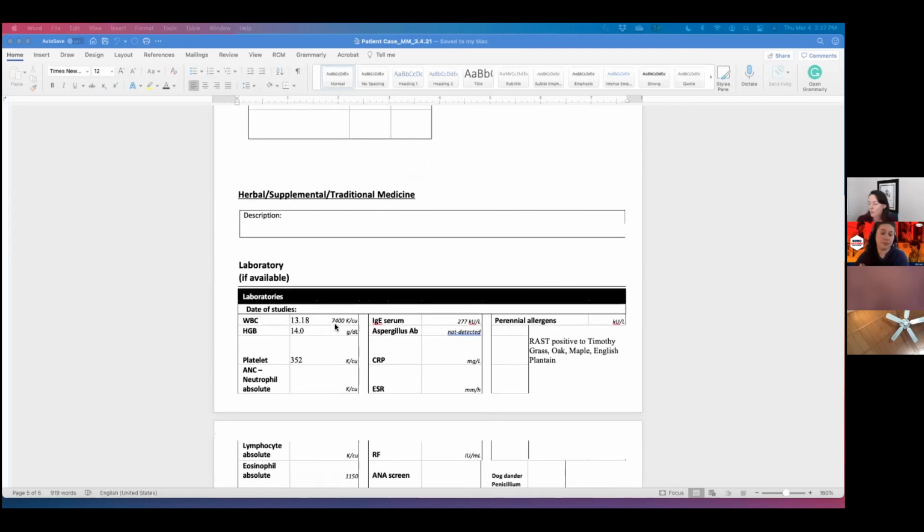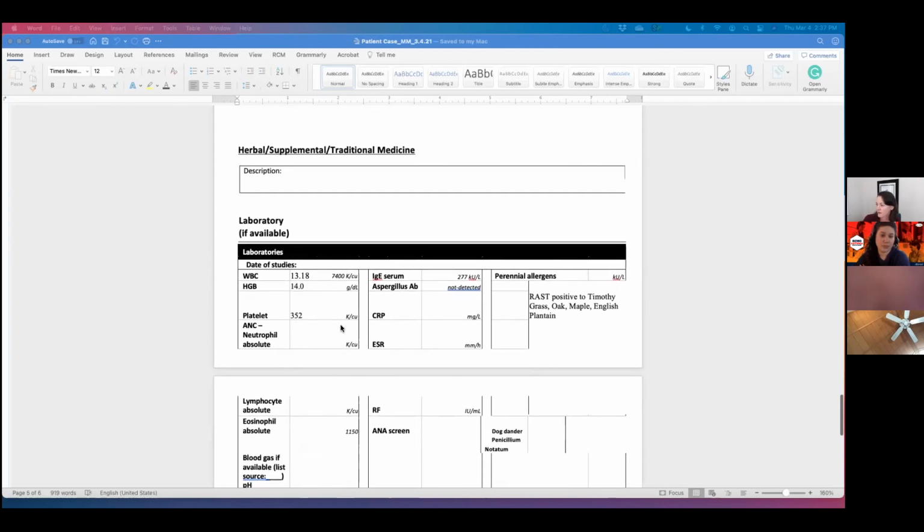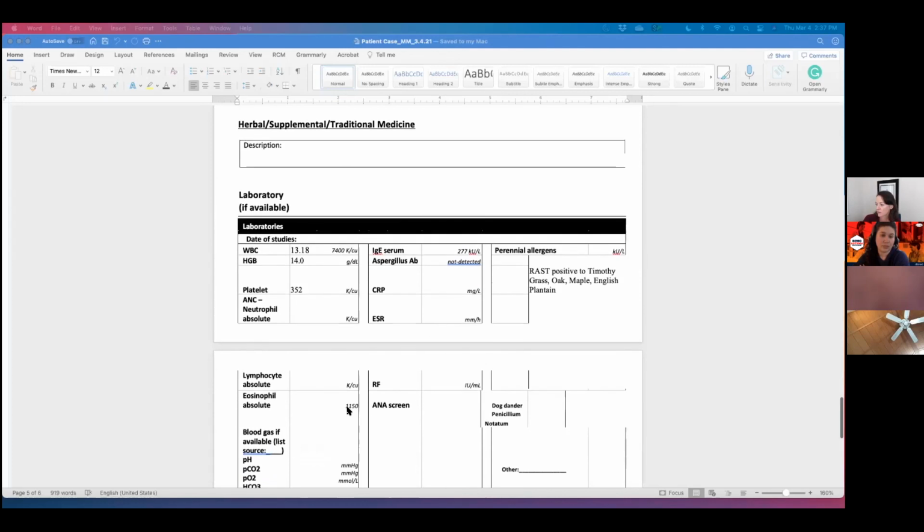I went back when I was looking to put this case together, and this is one of her white blood cell counts and CBC. On this test, she had 13,000 white blood cells, and her eosinophil count was over 1,000. She wasn't anemic, she had normal platelets. Her IgE was somewhat elevated. And the results of her RAST testing were positive to Timothy grass, oak, maple, and English plantain.